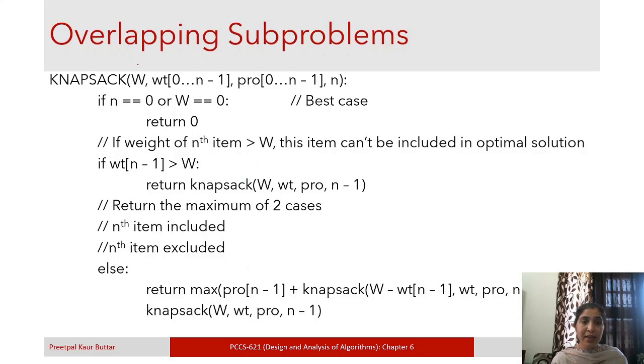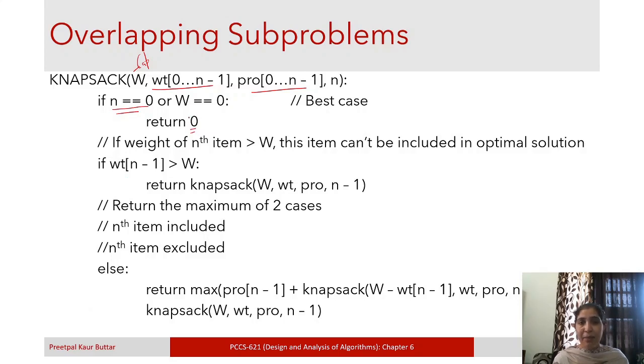So what is it saying? It is saying that capital W is the capacity of the knapsack, and this is the weight array which is giving the weight of each item, and this is the profit array which is giving you the profit of each item. And when you call this knapsack, initially there are n items in your store, right? And the best case is when n is 0. It means there is no item in the store, right? In that case, the profit will be 0, right? So we will return a 0.